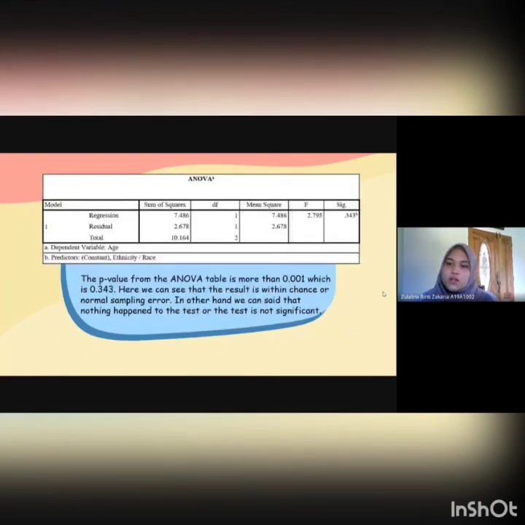Next is the ANOVA table. We are using SPSS to get the ANOVA table. So the p-value from the ANOVA table is more than 0.001, as we can see in the table, we get 0.343. Here we can see that the result is within chance or normal sampling error. In other words, we can say that nothing happened in the test, or the test is not significant. The last is the equation table.